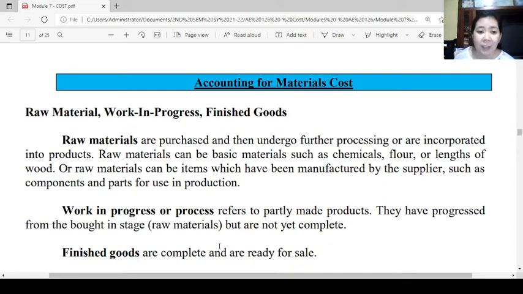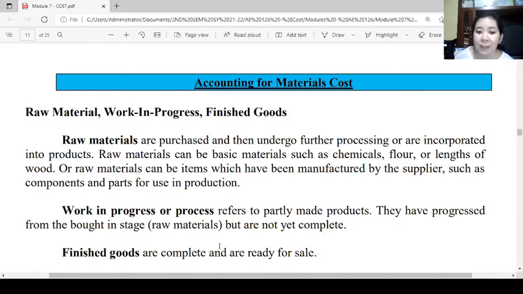When we say raw materials, these are purchased items which will go for further processing, which will be incorporated into producing a product. So they are considered to be the basic materials, okay, such as chemicals, flour, or lengths of wood. Raw materials can also be items which were actually manufactured by a supplier, such as components or parts which will be used in production for another type of good or inventory.